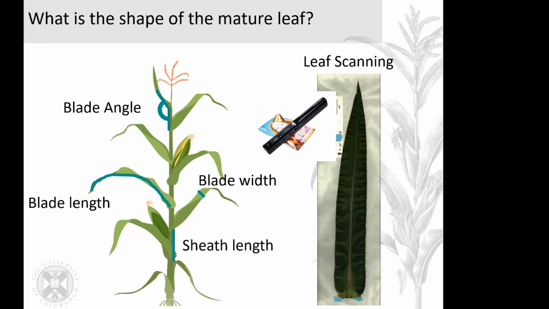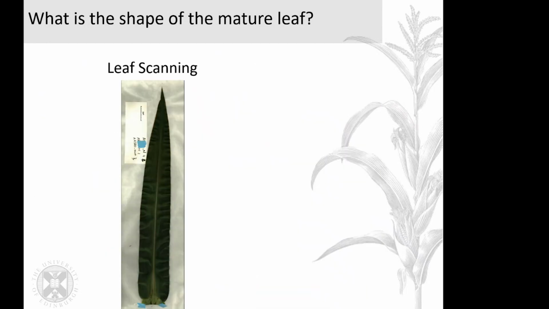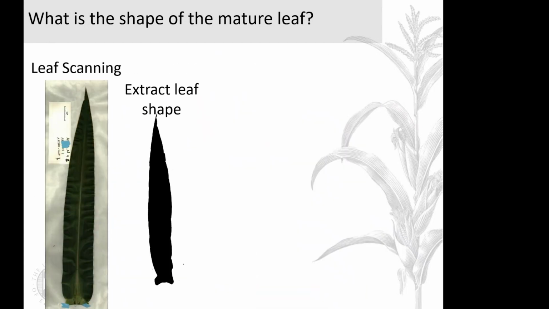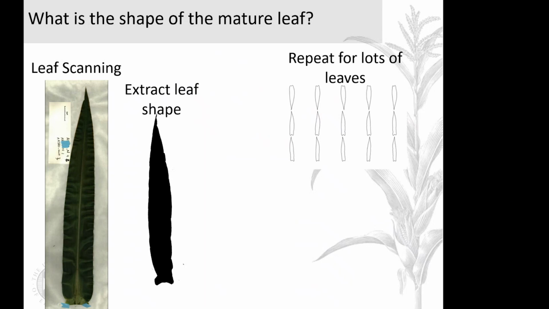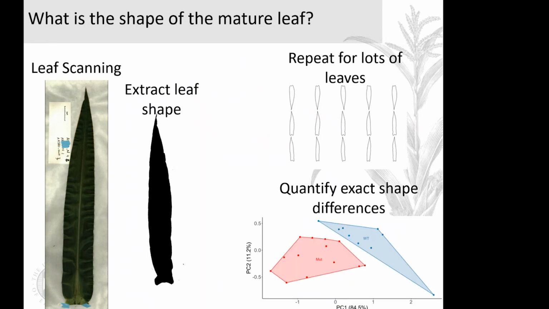So we've moved on to doing some leaf scanning. So we use this wand scanner that you can just run along a detached leaf to get a full image. And these maize leaves are about 1 meter long, just the blade alone. So they're quite big. And if we scan these, we can then extract the shape. Do this for lots of different leaves, either for different plants or different leaves within a plant. And then we can use mathematical equations to precisely define the shape of the leaf.